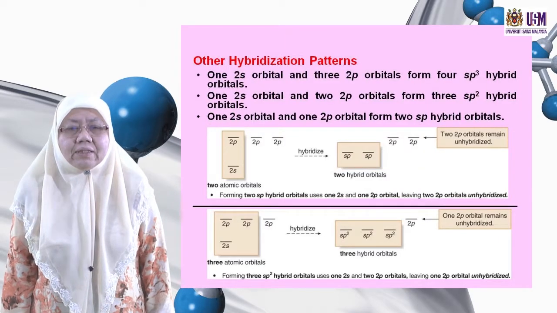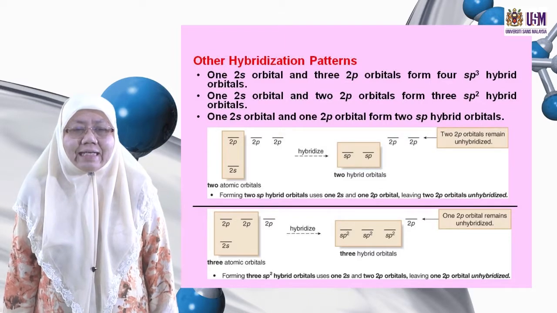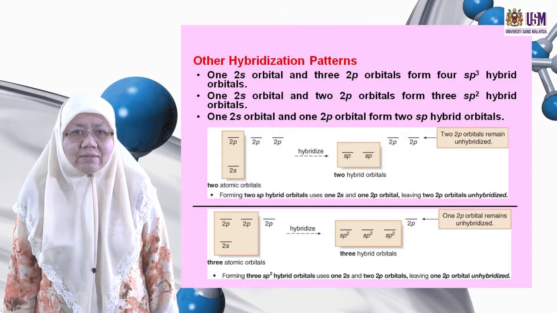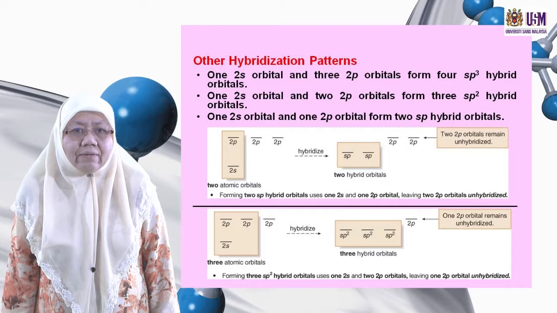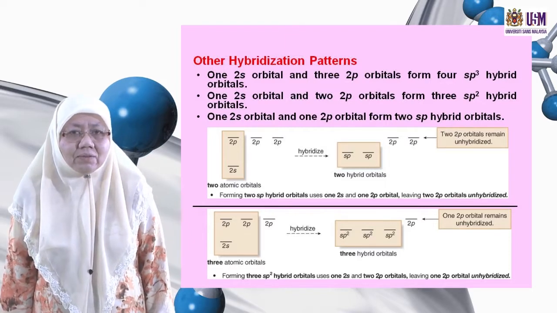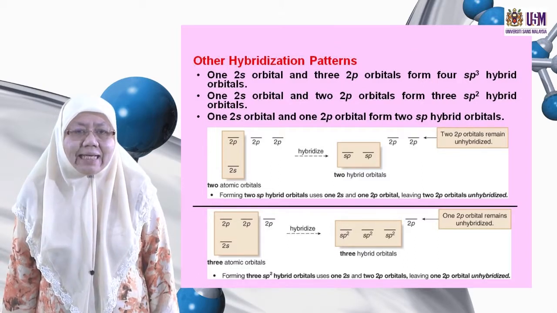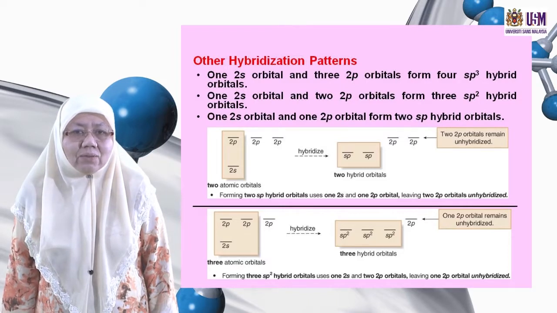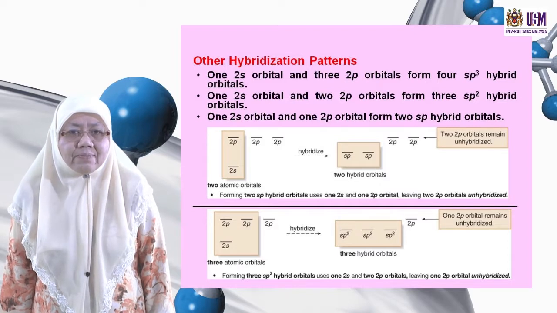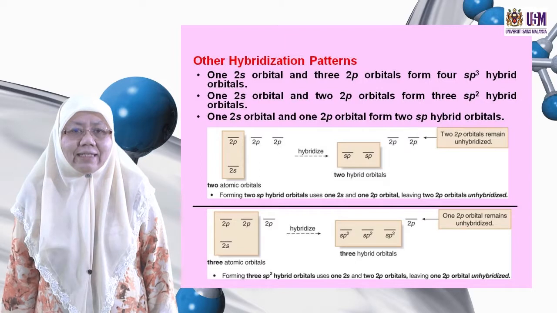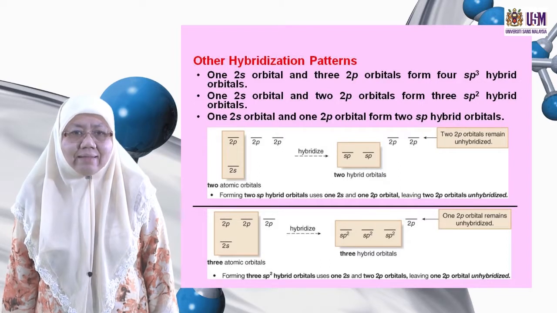Other than the sp3 hybrid orbitals, we can also form other hybrid orbitals like sp2 and also sp hybrid orbitals. For the sp hybrid orbitals to form, we need 1 2s orbital and 1 2p orbital. When they are hybridized, we will have 2 sp hybrid orbitals form. The other 2p orbitals will remain unhybridized. To form the sp2 hybridized orbitals, we need 1 2s orbital and 2 2p orbitals, and there will be 3 sp2 hybridized orbitals. The other 2p orbital remains unhybridized.